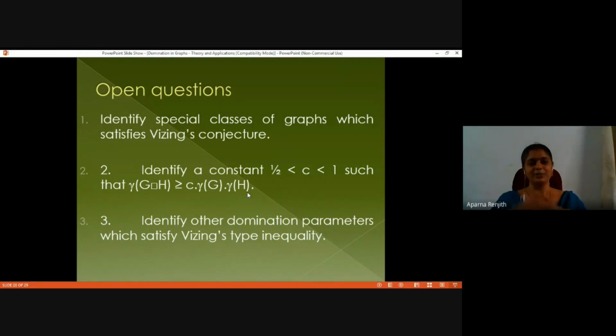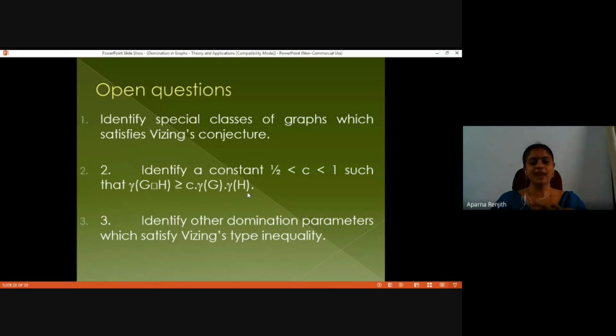Not all, a few. Identify special classes of graphs for which Vizing's conjecture holds good. Find a better value of C. In the case of domination number, it is 1 by 2. In the case of Roman, it is 1 by 3. And in the case of double Roman, it is 1 by 6. Find better values of C such that Vizing's type of relation holds good.